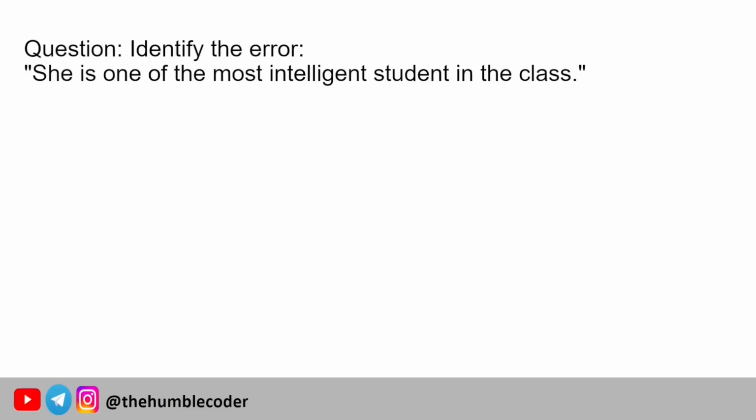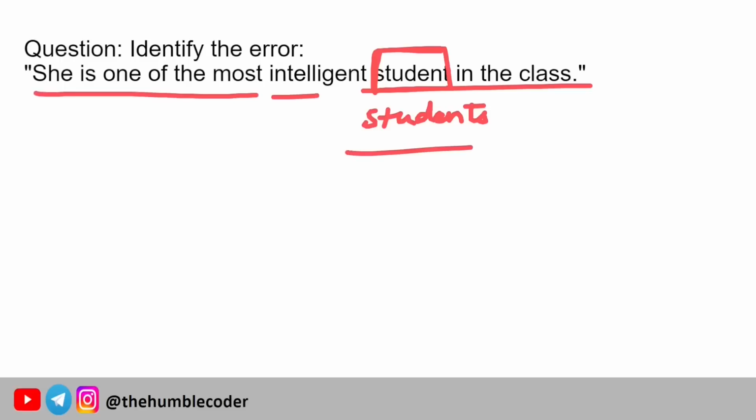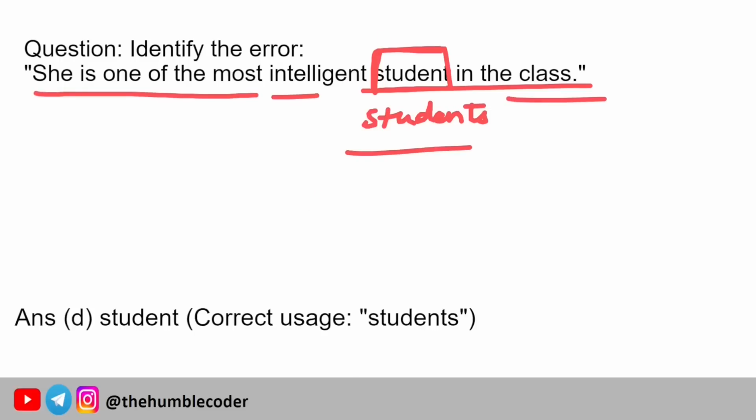Let's check the question now. Identify the error. Again, we have a sentence where there is an error, and we have to find out what the error is. She is one of the most intelligent student in the class. If you see, we are talking about her out of many students, she is one of the most intelligent. So we will not use student, instead we will say students. The correct statement will be: she is one of the most intelligent students in the class. So the error was in this place, which is student.